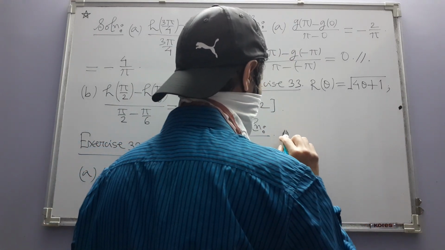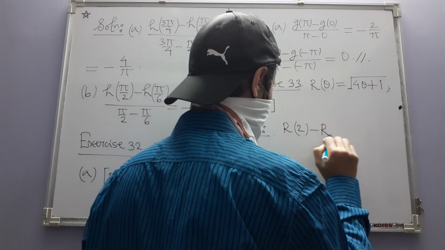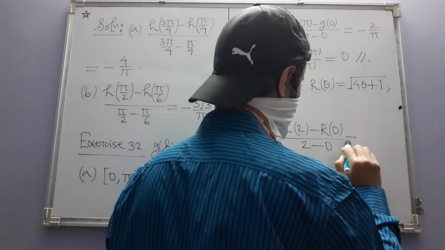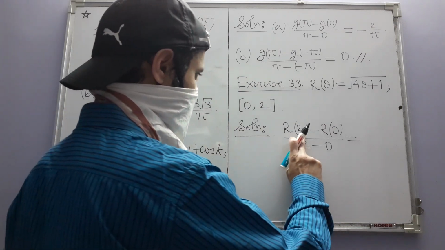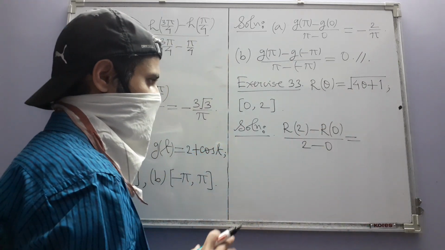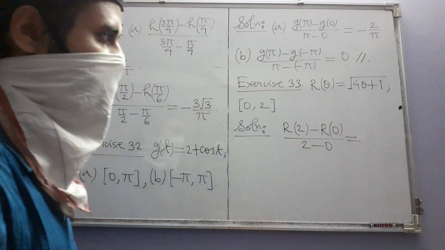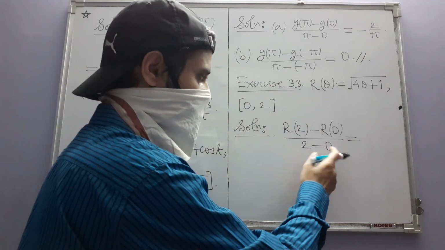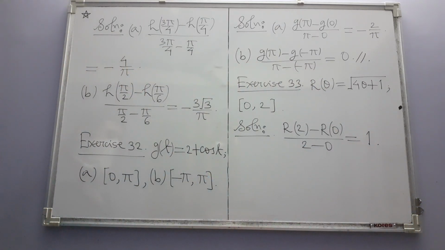Okay, so here the average rate of change is of course this. And this one we can of course calculate quite easily. If we put theta equal to 2, we get 9 here, whose non-negative square root is 3. Minus r of 0 is going to be 1. So 3 minus 1 gives us 2 in the numerator, and 2 is there in the denominator. So here the average rate of change is 1.